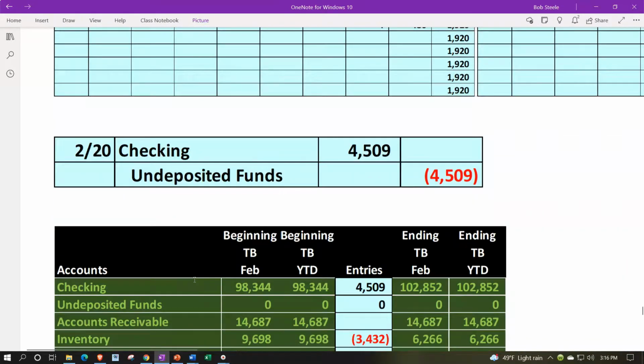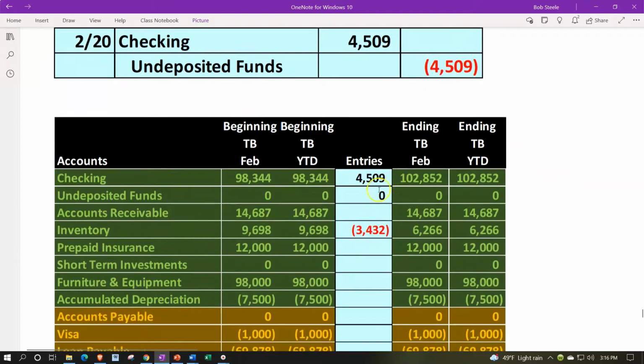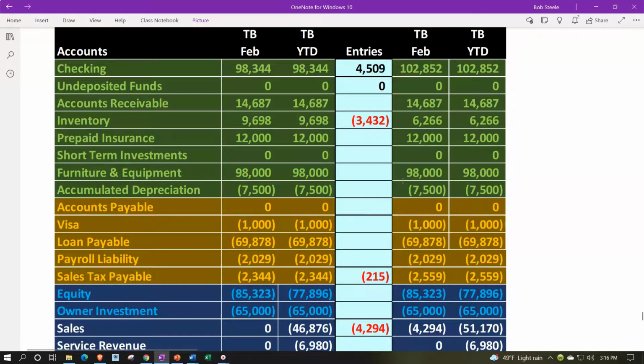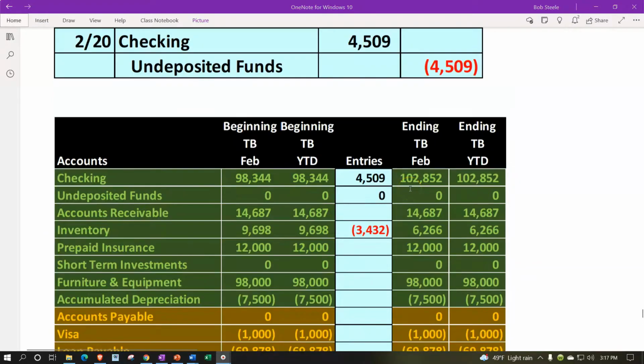That should match what is on the inventory general ledger as well. Then we're going to take the undeposited funds and move them to the checking account, simply debiting the checking account and crediting undeposited funds. So here we have the checking account going up by the $4,509, same impact on both the year-to-date and February numbers due to it being a balance sheet account. And then the other side is going to be in undeposited funds. This is including all the transactions that have happened thus far. So undeposited funds is back down to 0.